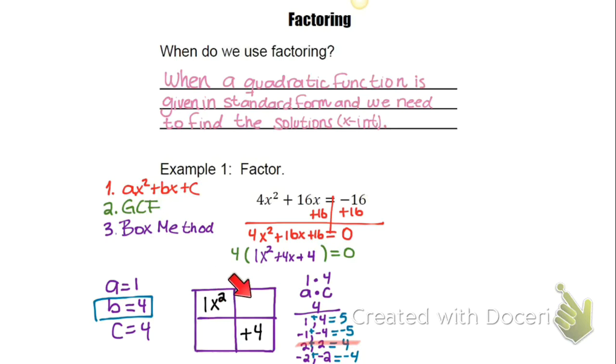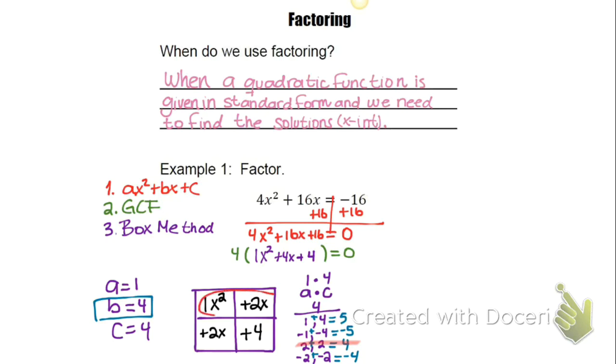So remember that we're going to write them inside of the boxes. They're invited to the party, and they're going to take their variable with them. And in this case, they're going to take their x with them. So we're going to write positive 2x and positive 2x. Now we are ready to factor.